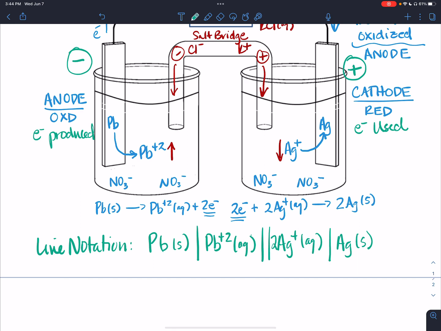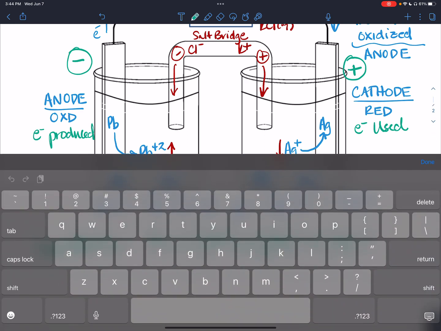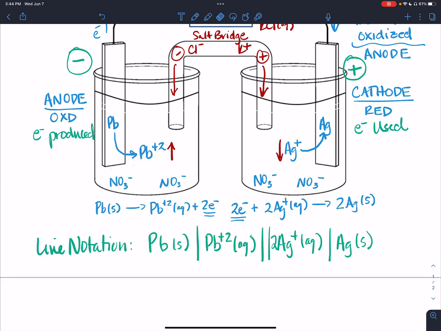Now, I should have 2's in here. Sorry about that. Let me slide this over so I have a little more room. Because we do have 2 electrons moving per redox reaction. And that's how you do your line notation.